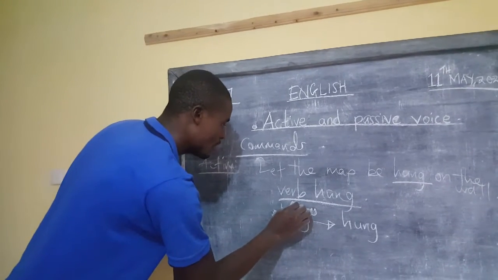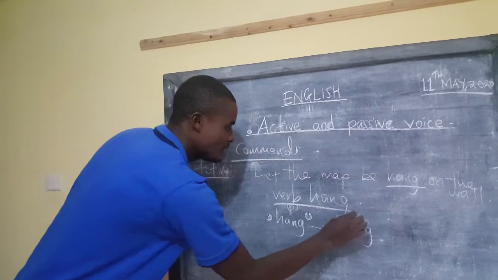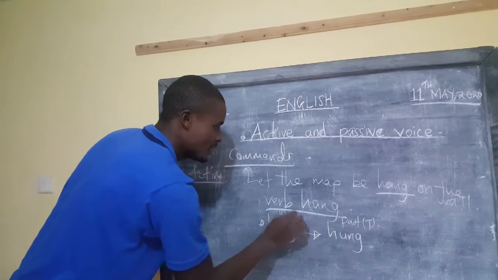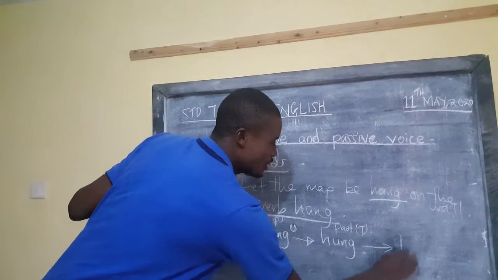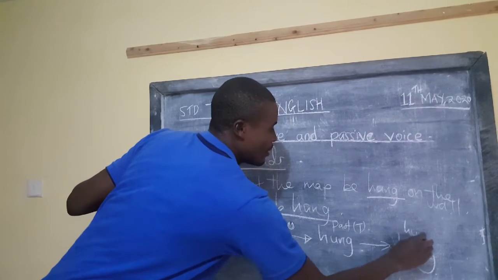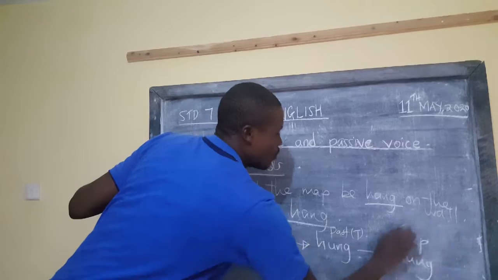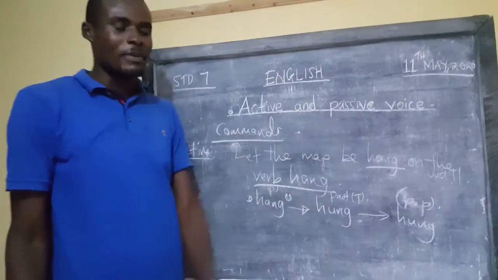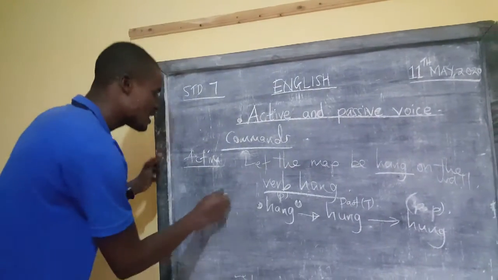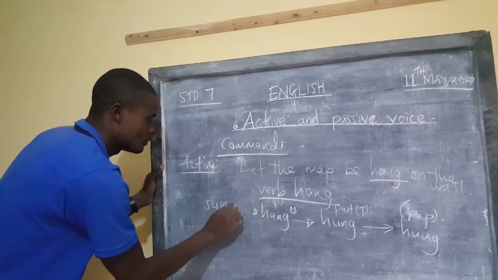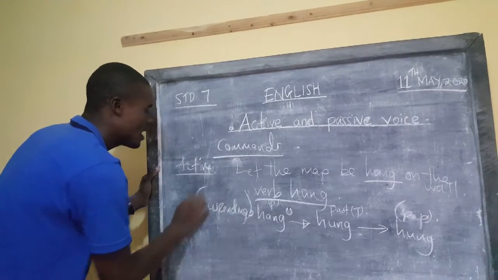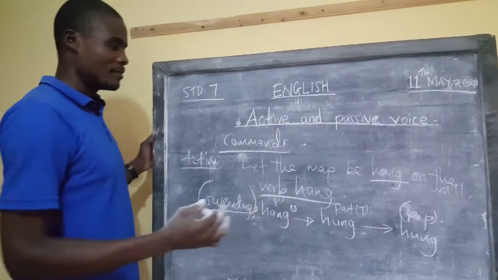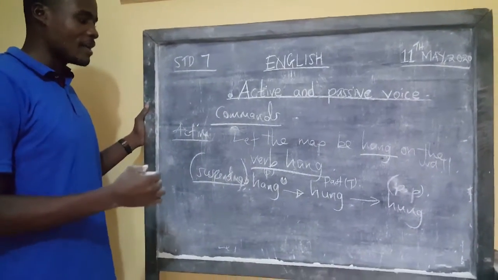So this is the root verb, present tense. This is past tense. And then in the participle, it still becomes hung. In the past participle. Let the map be hung. This is past participle. So remember that this is for suspending something on a higher ground, like on the wall, on the line, and so on. We hung something.